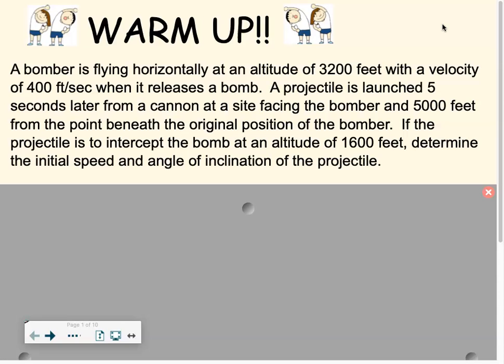So a bomber is flying horizontally at an altitude of 3,200 feet with a velocity of 400 feet per second when it releases a bomb.